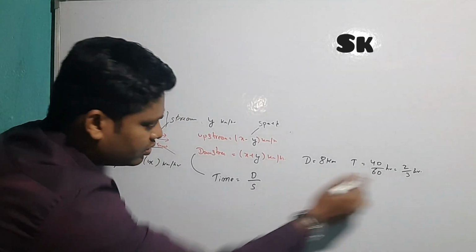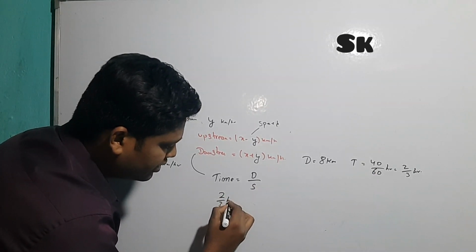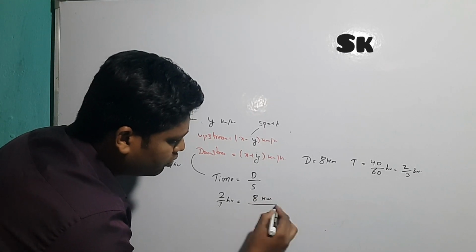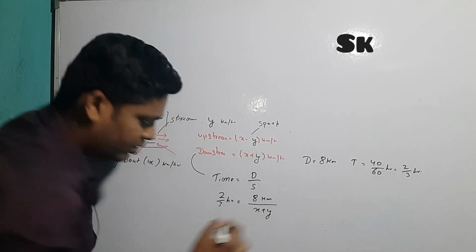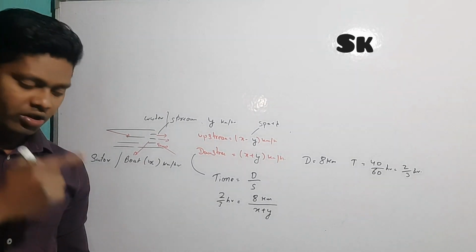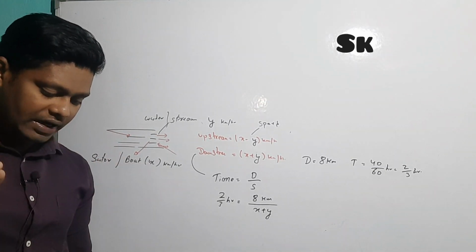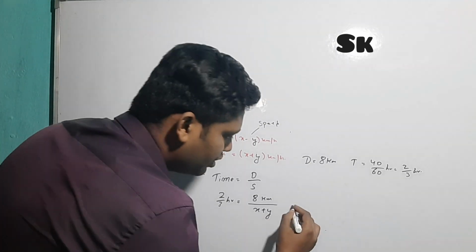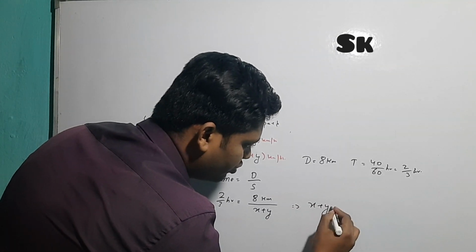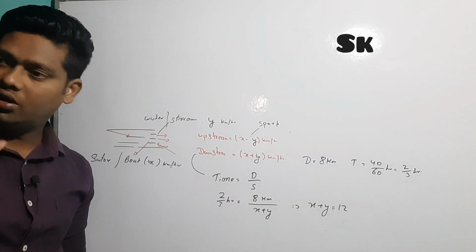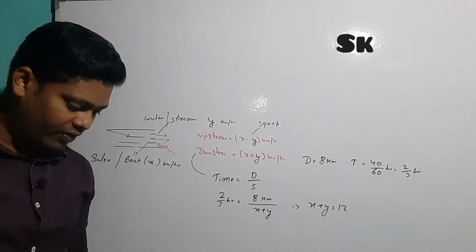Time is how much? 2 by 3 hours. Distance equal to 8 kilometer. Speed is equal to x plus y. Clear this one? Now I have to solve this one. Again the cross multiply. You know how to do cross multiply. So I'm writing the answer. So it will be x plus y equal to 12. We'll do cross multiply. So this is your first equation. Clear? Okay. Now read the question further.